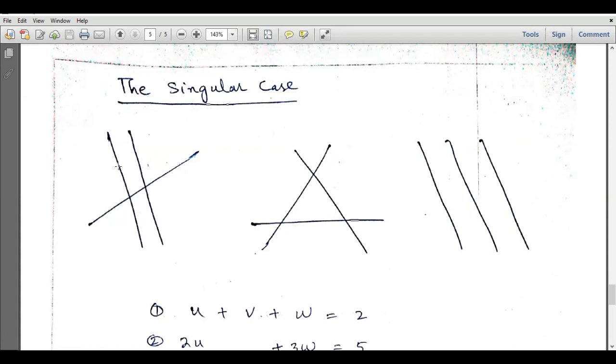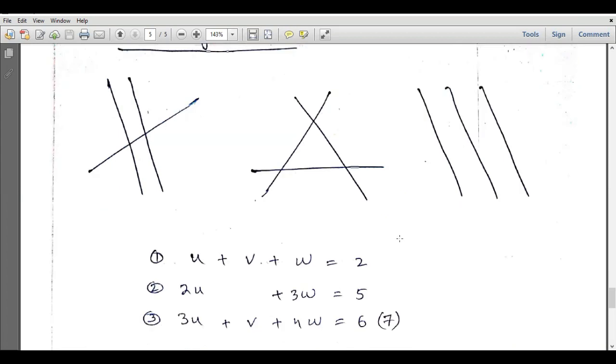So, for example, this is a singular case. We have one straight line, and these two planes are actually parallel with each other, and the solution is not defined in this case. Here we have three planes, and all these three planes again are not intersecting at a single common point. Here we have three planes, and all of these three planes are parallel with each other. So the solution in this case is also non-existent.